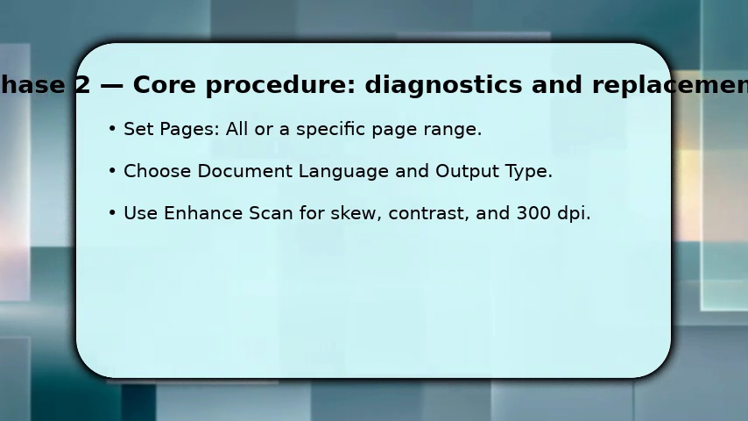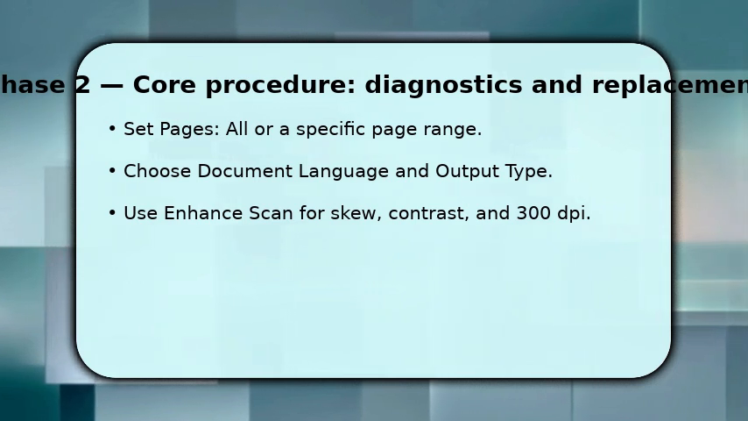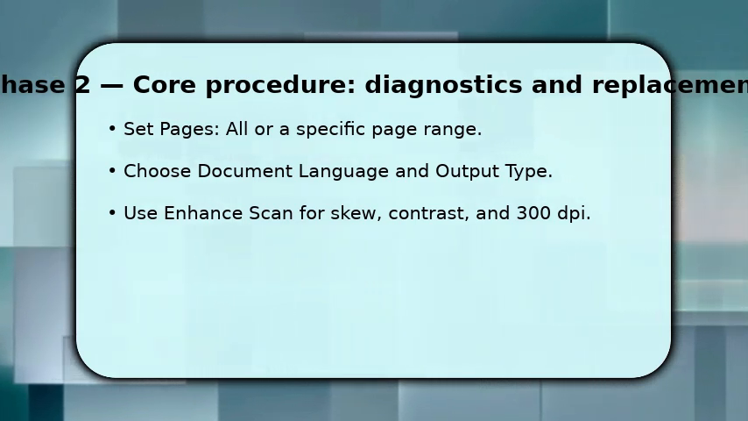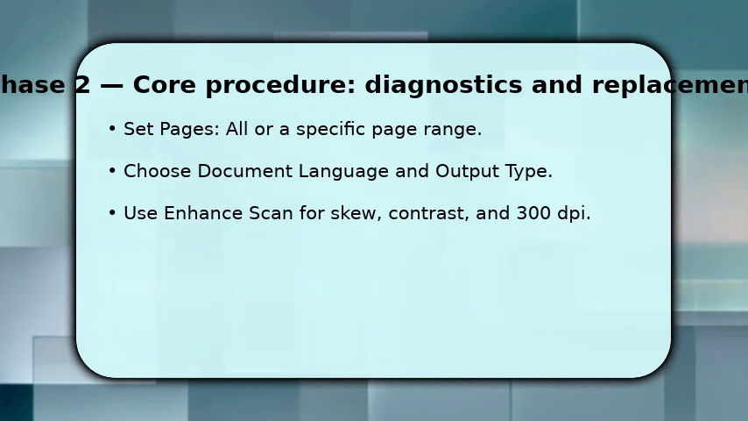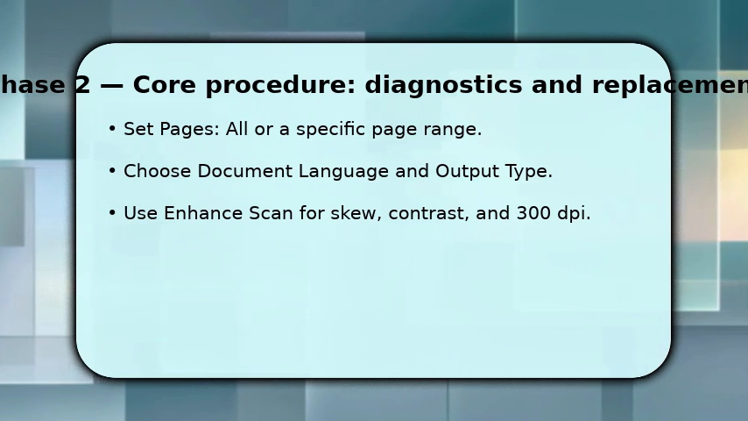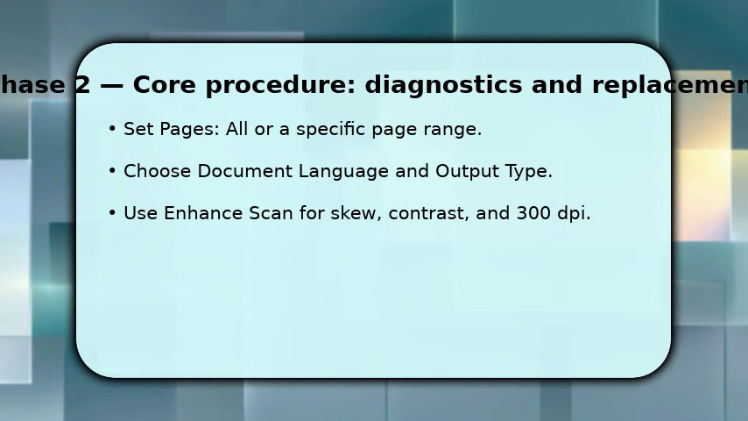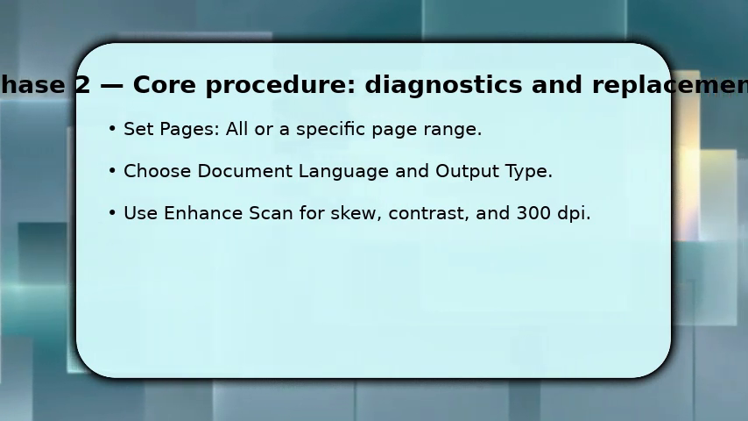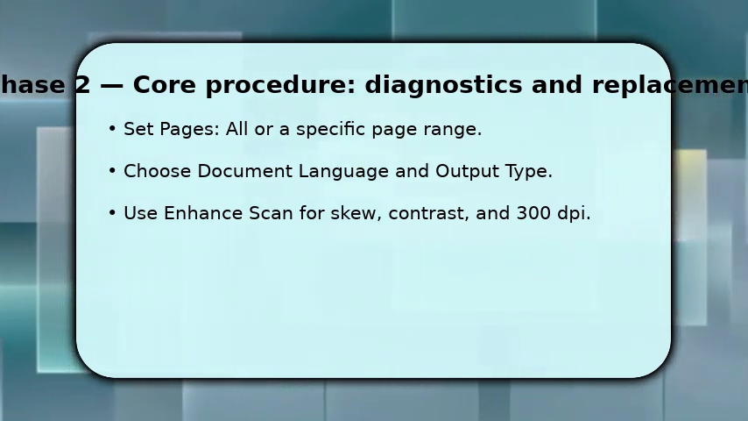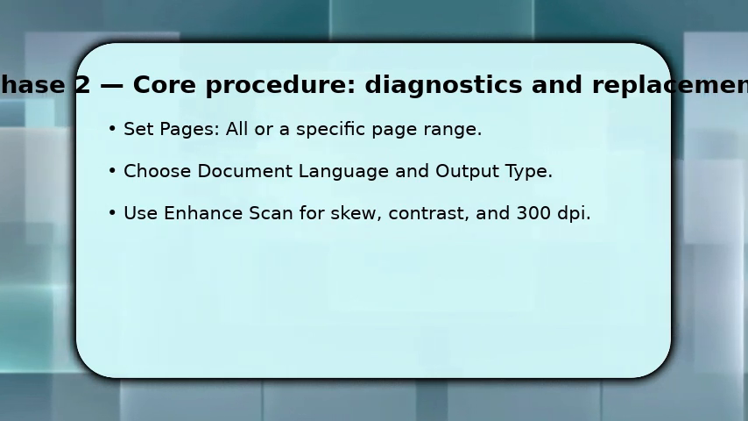Choose the correct page range, then pick the document language so character recognition matches accents and scripts. Select an output type. Searchable image preserves the look. Editable text enables editing. If pages are noisy, run Enhance Scan first to Deskew, remove Speckle, and set resolution to 300 dpi. This boosts recognition rates. Finally, preview a sample page to confirm characters are detected properly.